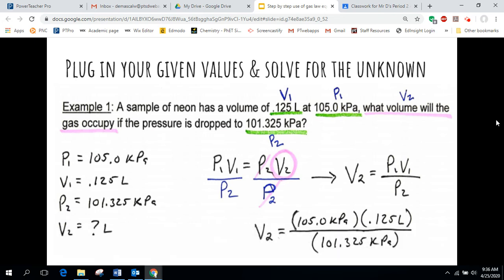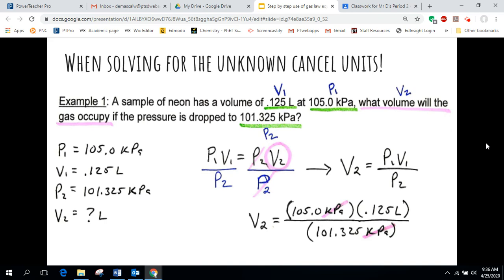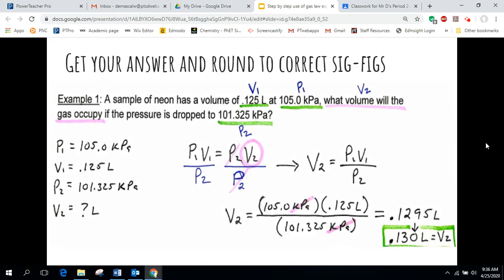You'll see where the P1 was on top, we put our 105.0 kPa. Where the V1 was, we put our 0.125 liters. Where the P2 was on the bottom, we put the 101.325. At this point, just do the math. Make sure you're canceling out units. And you get 0.1295. The reason we rounded the final answer to 0.130 liters was because our given values up here have 3 digits, 4 digits, 6 digits. We've got to round our answer to the lesser number of significant digits, okay?